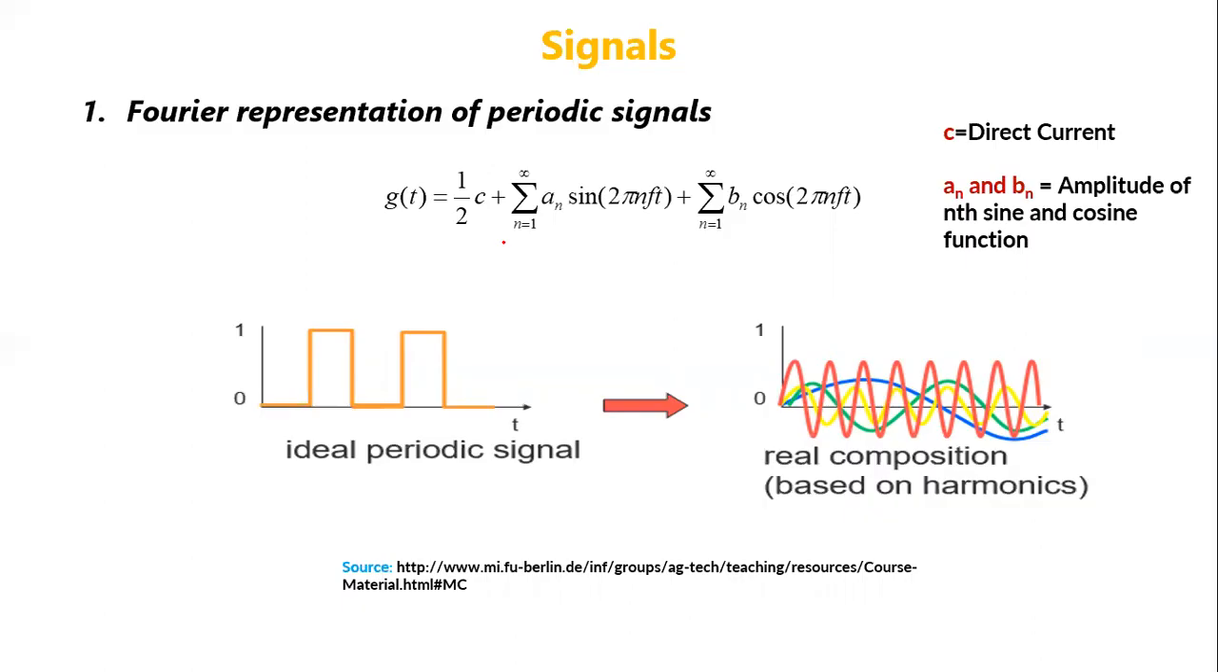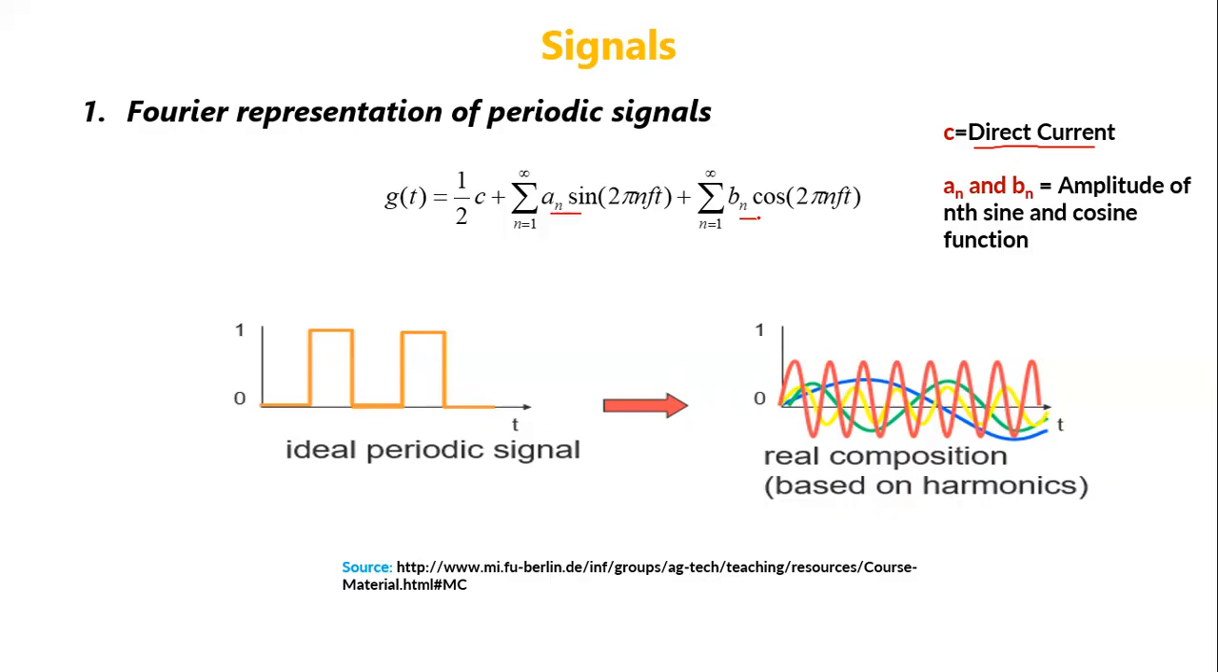That is given by Fourier as this equation: g of t is equal to 1 by 2 c plus sigma n equal to 1 to infinity a_n sine 2 pi n f t plus sigma n equal to 1 to infinity b_n cos 2 pi n f t. Here c represents the direct current, DC, and a_n and b_n represent the amplitude of the nth sine and cosine function.